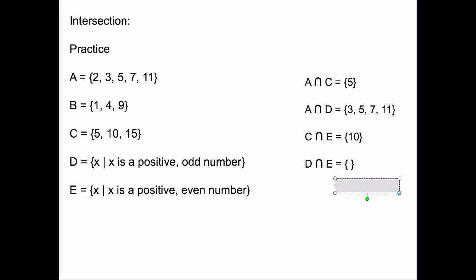And then D intersect E, well, that's just the empty set, because there are no numbers that are both odd and even, so they don't share any. So the intersection of those two sets would be the empty set. And that is union and intersection.